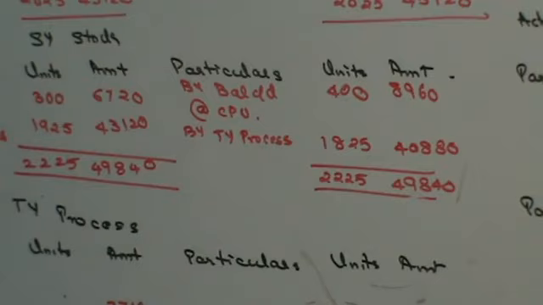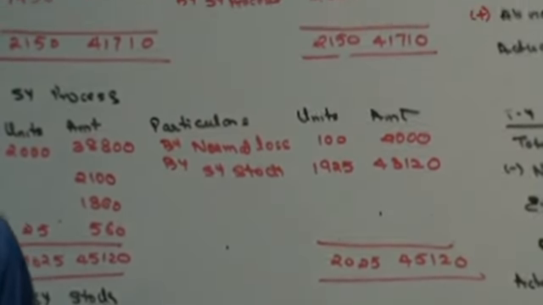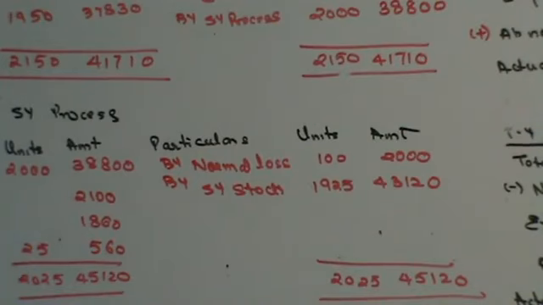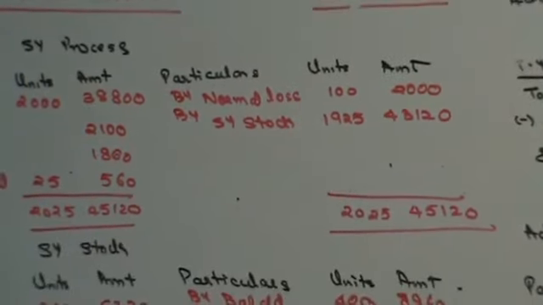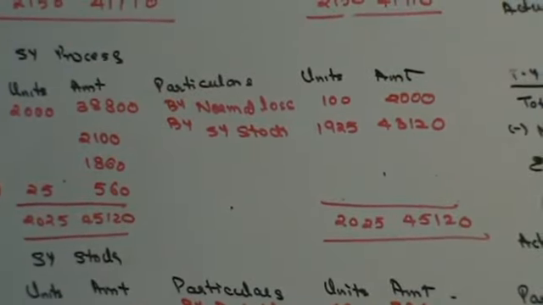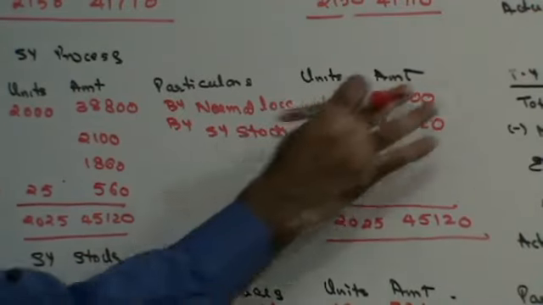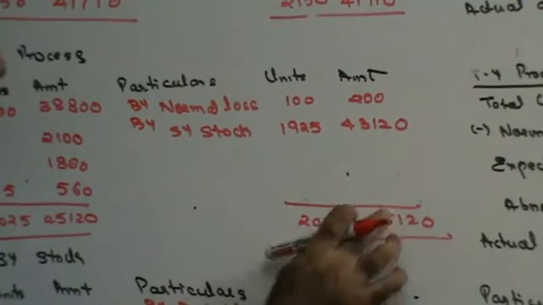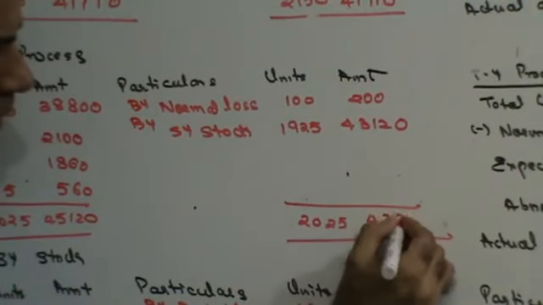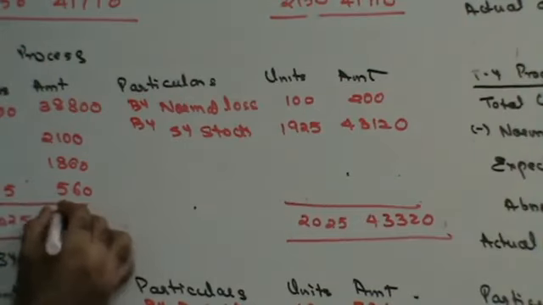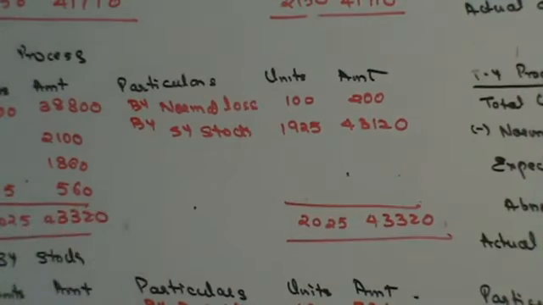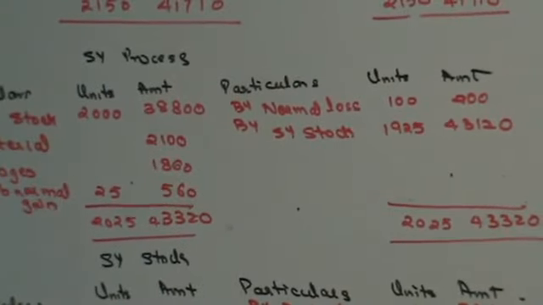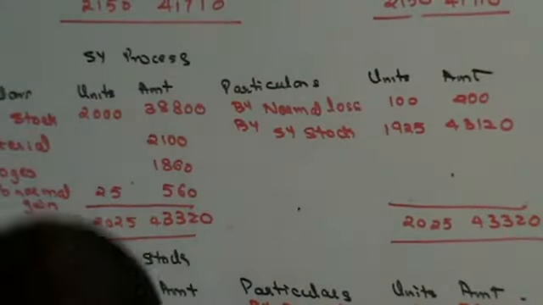SY process is coming to 43,000. Okay, that was 200. So 43,000. Right, guys. This will be 43,320. SY process, guys, that addition of SY process is 43,320. Normal loss is 200 units or 200 rupees.